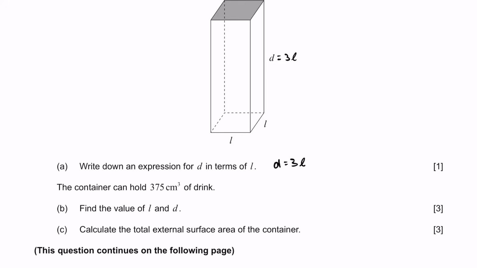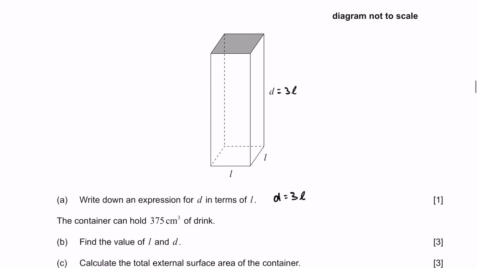Okay, the container can hold 375 cubic centimeters of drink. Part B asks us to find the value of L and d. Okay, so right now, looking at this container, we just have d and L, but we don't have any values. But here they tell us the volume. They don't actually use the word, but they're telling us that the volume is 375 centimeters cubed.